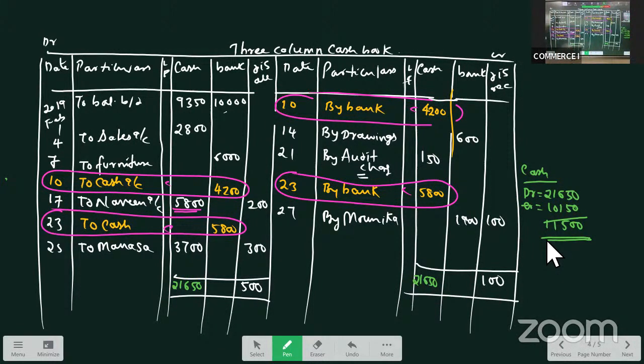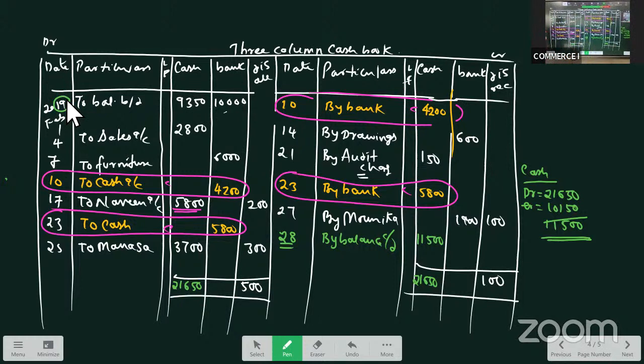Debit side total was 21,650. Credit side it was only 10,150. So by balance carried down in the cash column 11,500. When? Last day, February. February will have 28 days. Sometimes we'll have 29 also, no? In the leap year, you will have 29. 2019 is not a leap year. So take 28 only. Now coming to bank.